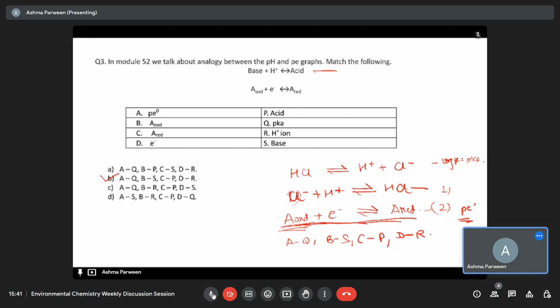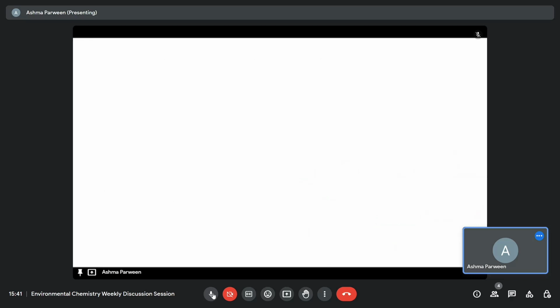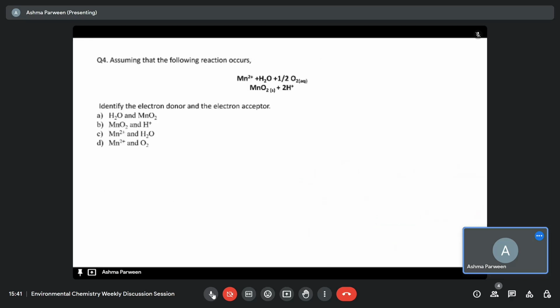Let's move to the fourth question. So this reaction is like this: half M2, it is in front of this only. These are the products, MnO2 solid plus 2H plus. So this is the overall reaction given, and we have to identify the electron donor and electron acceptor.